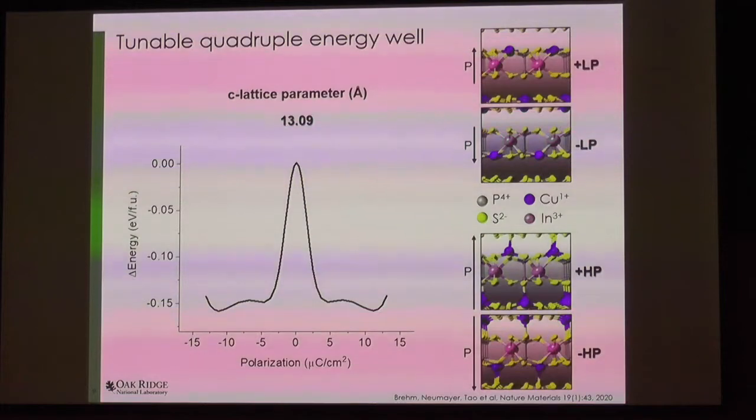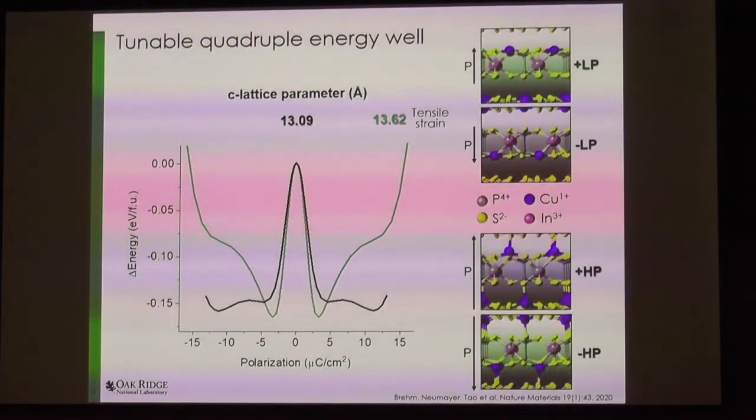We have the so-called low polarization phase here with around 5 microcoulomb per square centimeter, corresponding to those panels up here. The bottom panels correspond to the high polarization state, or HB state, where we have something like 11 microcoulomb per square centimeter. This quadruple well is highly dependent on strain.